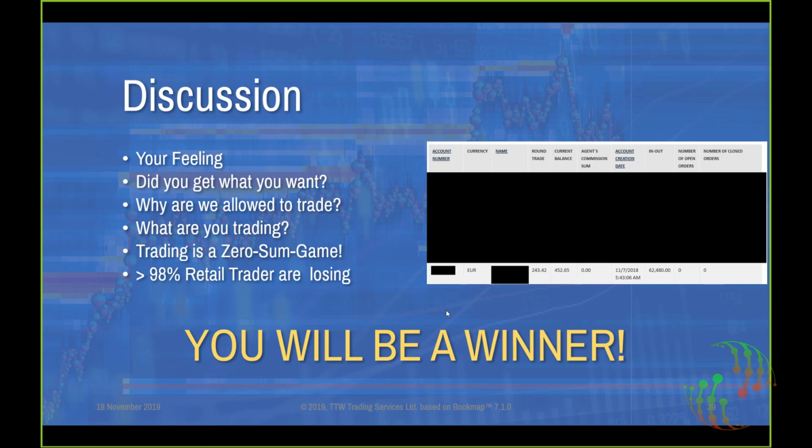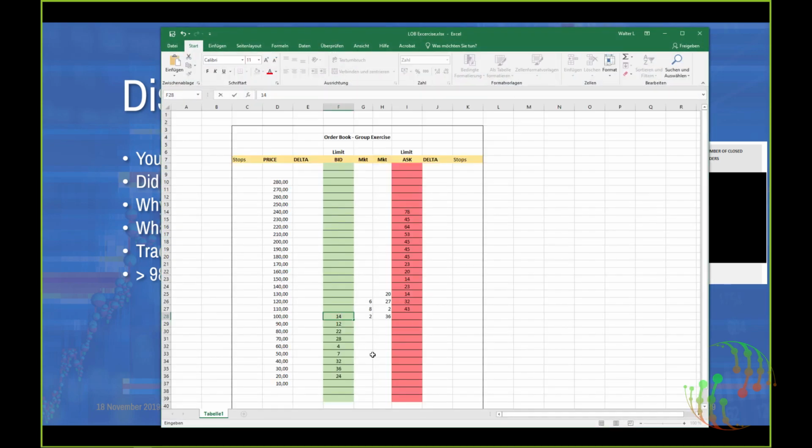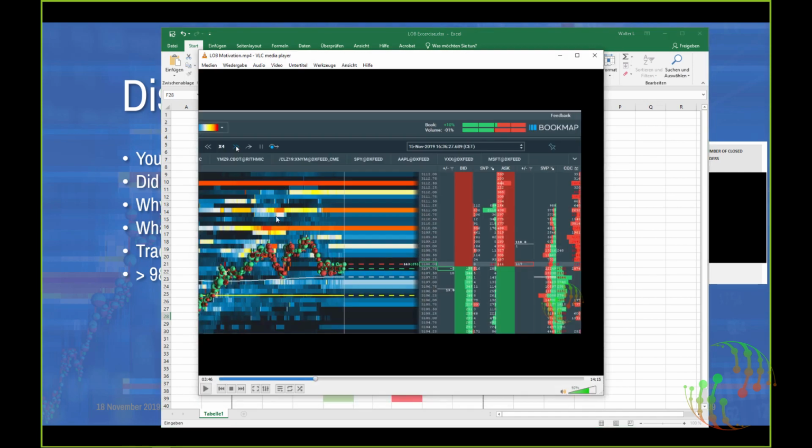As said, trading is a zero-sum game, and statistically, I don't know whether it's 96 or 98, but the number is huge, we see that retail traders are losing their money within months, sometimes within weeks, because they don't understand how an auction is working, what is really happening, because they don't see the whole information. Absolutely. That's an important part.